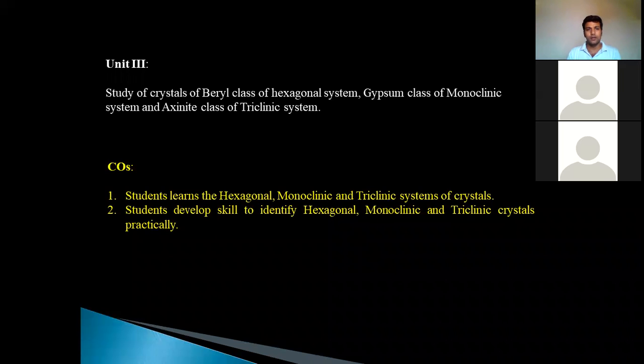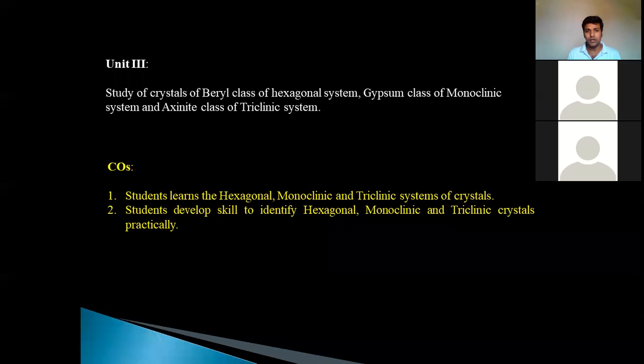Unit 3. Of course, this unit also seems to be quite small, but definitely it has a very wide spectrum. In this, you are going to study the hexagonal system, monoclinic system, and triclinic system. The classes you see here, beryl, gypsum, and axinite, are nothing but the normal classes of these systems, meaning these classes show the maximum symmetry of these systems.